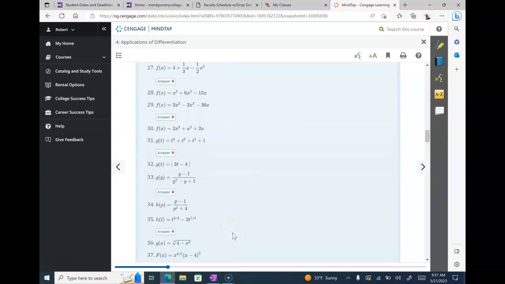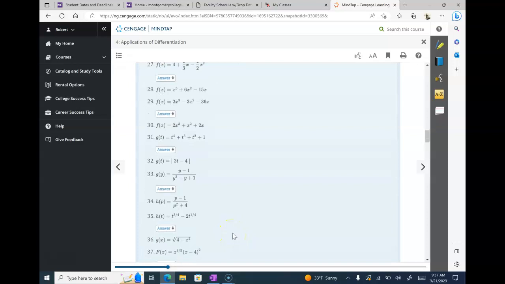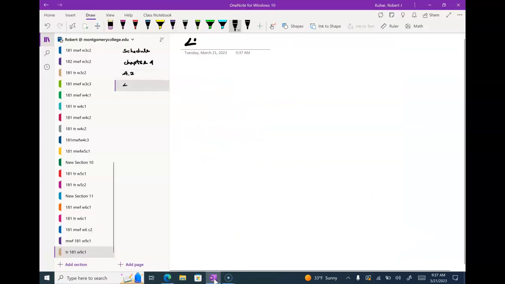Let's do 33. So I've got a function, I want to find the derivative, I want to find the critical values, right? So this is 4.2, number 33. What's nice about this is you already know how to do all this stuff. You'll see most of the stuff in chapter 4, you know how to do it already. So I've got f of x is equal to x minus 1 over x squared minus x plus 1.